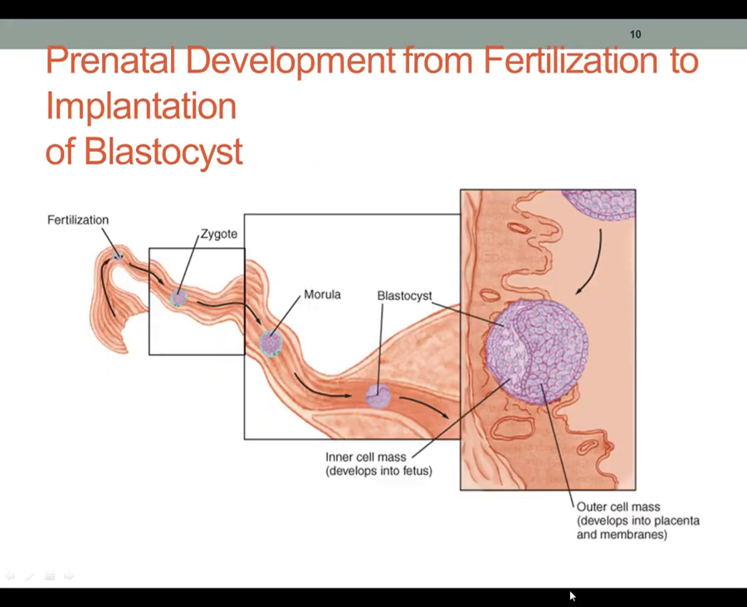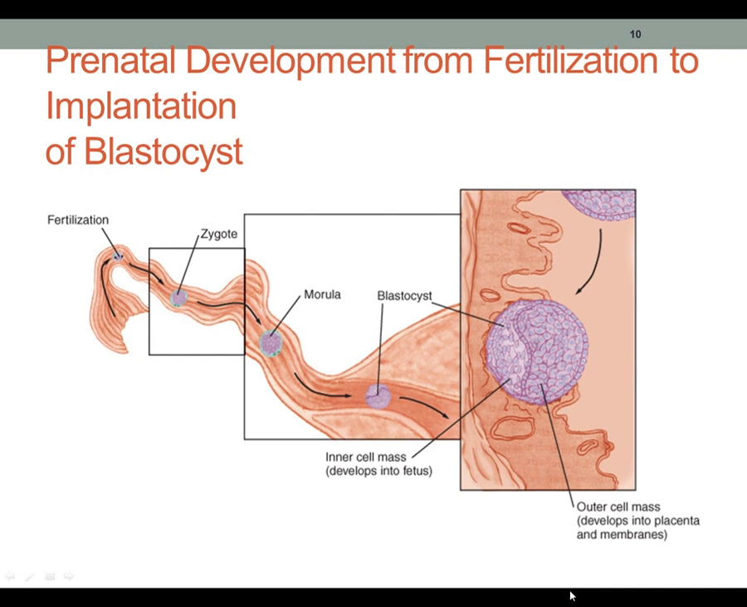Okay, so here is a picture of everything we just talked about. So we had fertilization that occurred at the part of the fallopian tube that catches the egg from the ovary during ovulation. So it was fertilized just as soon as it was expelled from the ovary. So you see fertilization occurs, then it becomes a zygote. And as it's traveling down, it then becomes a morula. And then once it starts to really divide, it's called a blastocyst.